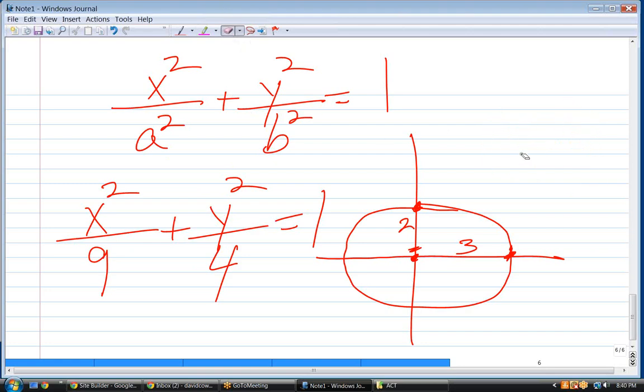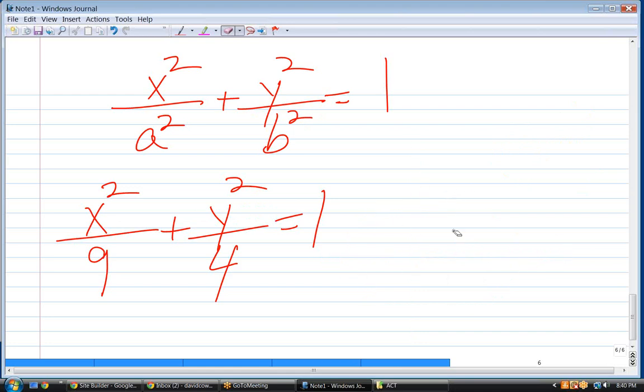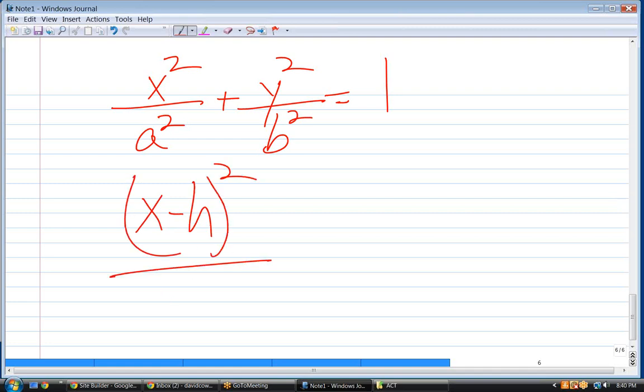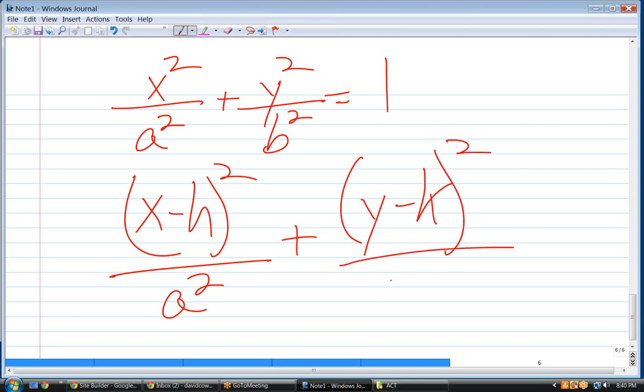Okay? Now, one last thing with the ellipse. This is the general format of the equation if the center is at the origin. Just like a circle, if it's not at the origin, we have to add a minus h to the x, where h is the x-coordinate of the center and k is the y-coordinate of the center. Still equal to 1.